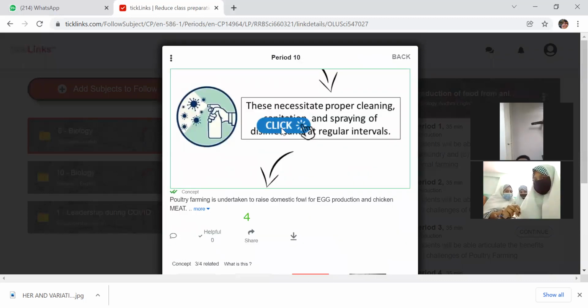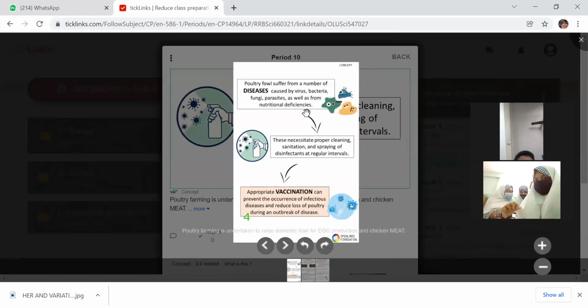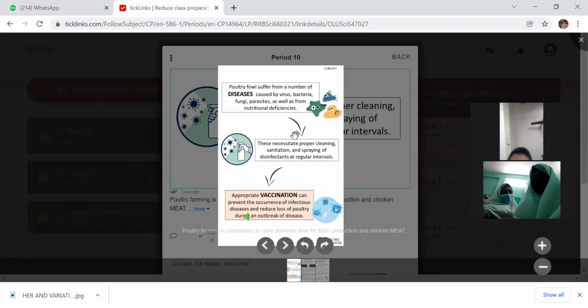Now let us see what the various forms of diseases the birds can get, how we can maintain hygienic conditions in the poultry farm, and vaccination of birds. Now you are thinking of when a microorganism like corona is attacking us, we are all getting vaccinated. So birds are highly susceptible to these microorganisms. So frequent vaccination of the birds is very important to protect them.